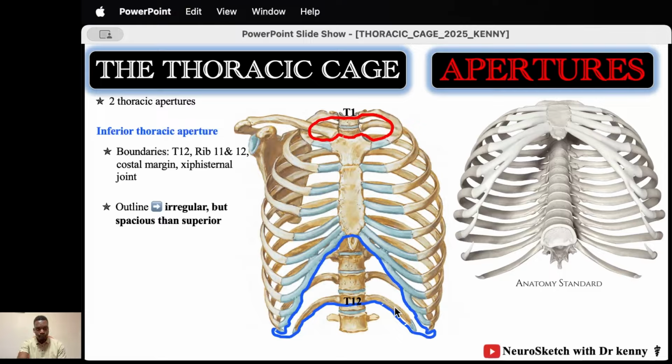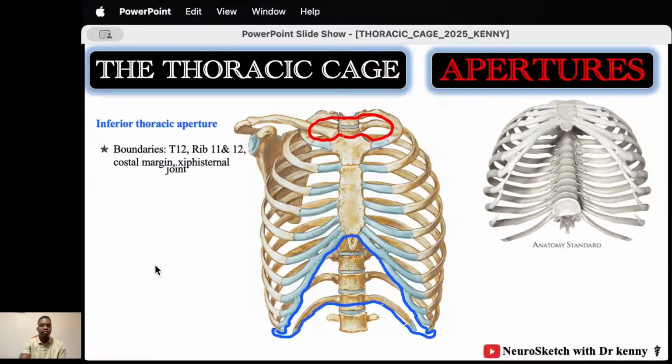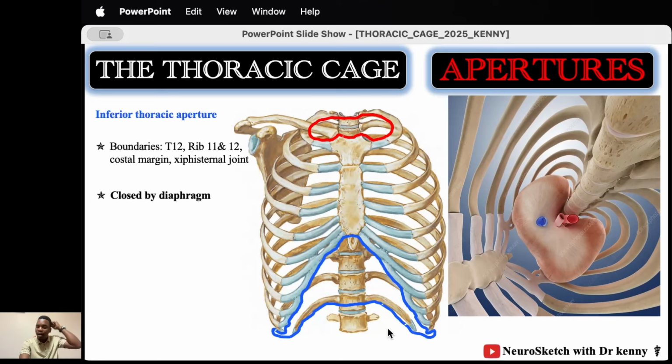The inferior thoracic aperture is always covered by the diaphragm, and it marks the anatomical thoracic outlet. As I've said, it's covered by the diaphragm, and the diaphragm now spans and covers the inferior thoracic aperture, which means now the thoracic cage becomes a closed system.